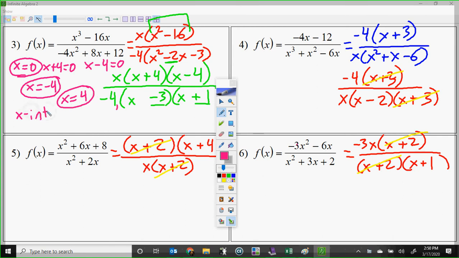Over here, for number 4, there is nothing on the top that has an x in it that I haven't canceled out. I canceled out the x plus 3, so I can't use it. There's a negative 4, but I can't set negative 4 equal to 0. So for this one, there are no x-intercepts.